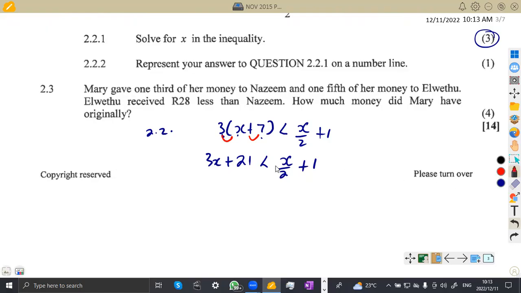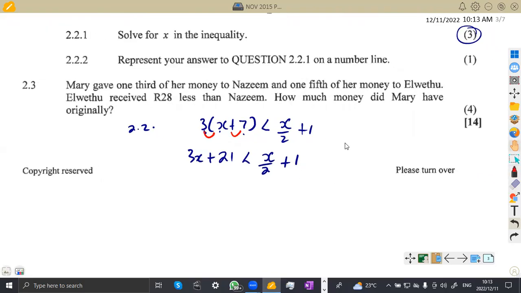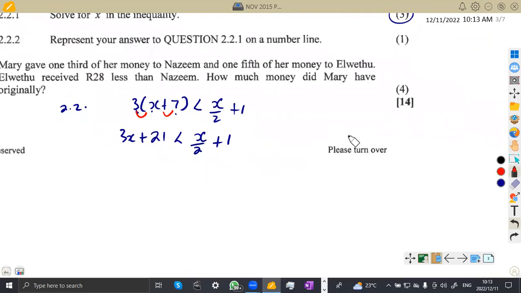So what can we do? We can choose to remove the fractions, or we can choose to just collect the terms together. There are so many ways. Okay, so I'm just going to work them both here. All right, so let's just write it aside so that I won't forget. 3x plus 21 is less than x/2 plus 1.